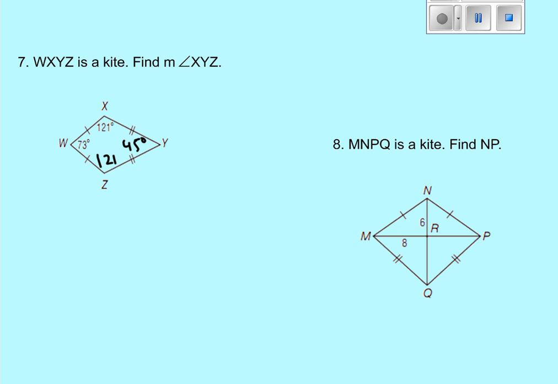So MNPQ is a kite. Find NP. Ooh, you got to get a little clever here. So that's 6. This is 8. Remember, these 2 get bisected, so that means that's also 8. This is a right triangle. So get clever here and realize that's a right triangle. So that's going to be 6 squared plus 8 squared. That's going to be square root of 100. So my diagonal is going to be 10.